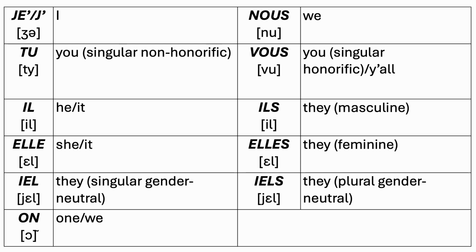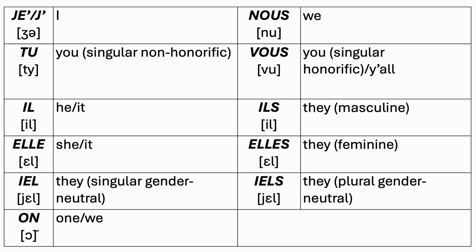So here is a chart summarizing all of the pronouns. Je, I. Tu, you, used as a singular non-honorific pronoun. That is when you talk to someone you don't have to honor. Il, equivalent to he or it. Elle, equivalent to she or it. Iel, equivalent to they when you refer to a singular person who identifies as non-binary. On, equivalent to generic one, but also equivalent to we.